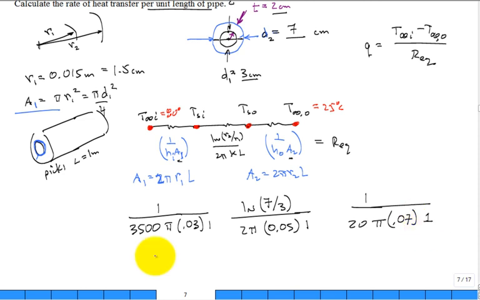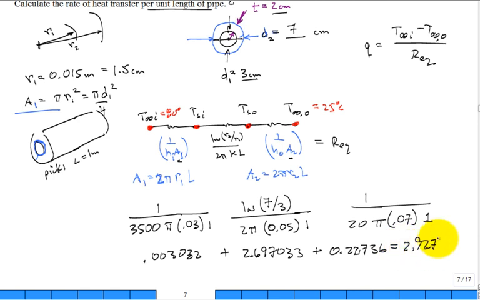And so this works out to give us 0.003032 degrees C per watt, plus the middle resistor, 2.697033 degrees C per watt, plus 0.22736, giving a total of 2.9274 degrees C per watt. We can go back and see that the middle resistor is 92.1% of that resistance, the resistor on the outside, convection, is 7.8%, and this one is 0.1%, negligible.